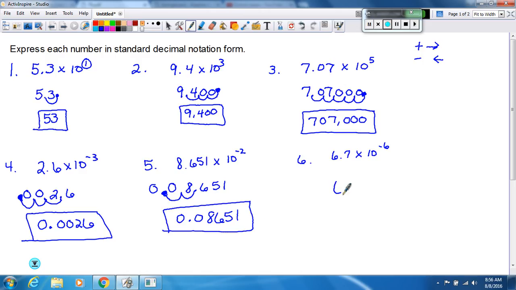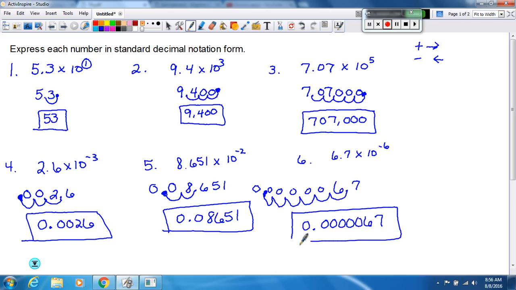And then 6.7. Negative exponent moved to the left 6 places. 1, 2, 3, 4, 5, 6. So we've got 1, 2, 3, 4, 5. Okay, so 0.1234567. Okay, that's the answer to number 6.